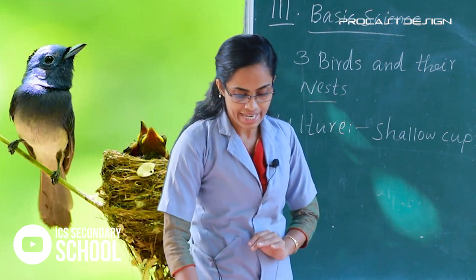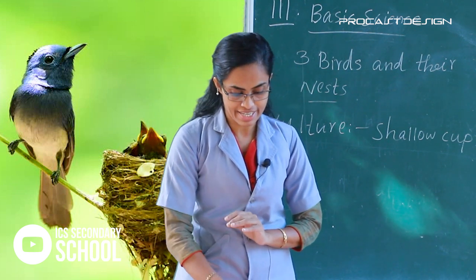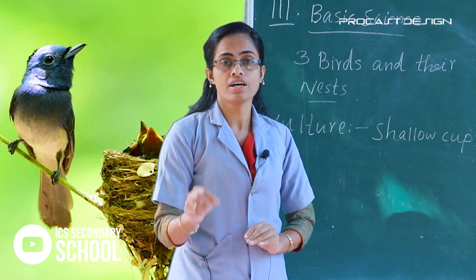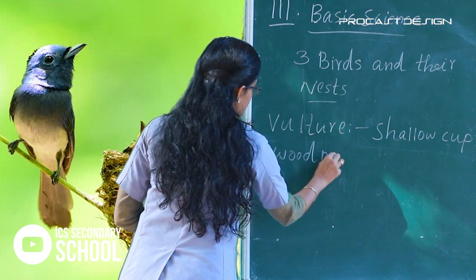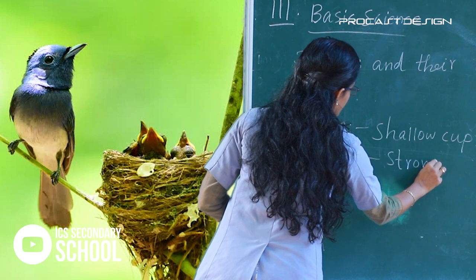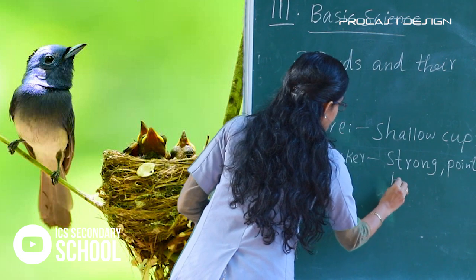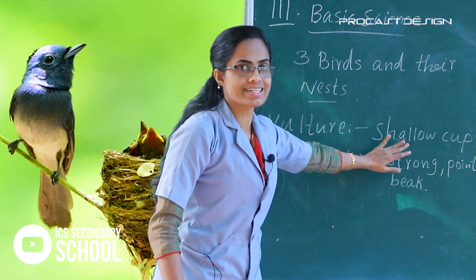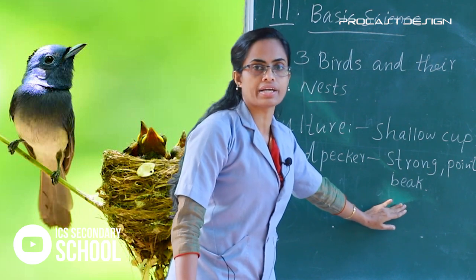Clear? Yes. And the next one, woodpecker. You know woodpecker? A woodpecker uses its strong pointed beak. Woodpecker, strong pointed beak. Vulture, its nest looks like a shallow cup, and the next one, woodpecker, strong pointed beak.